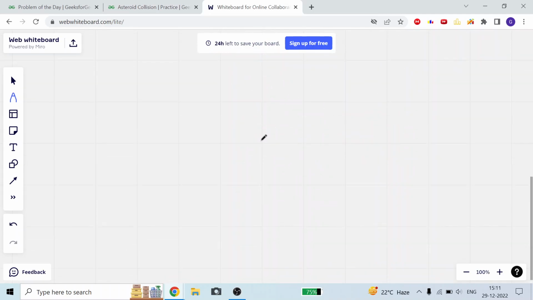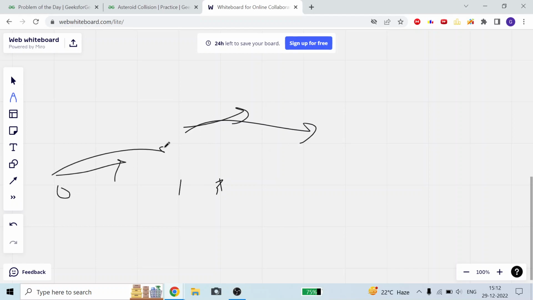And suppose one is moving in this direction and the other is also moving in this direction. Two asteroids moving in the same direction cannot meet each other. Why? Suppose this is at position 1 and this is at position 0. Then this asteroid moves one unit and that asteroid also moves one unit, so both move one unit and they cannot meet each other.